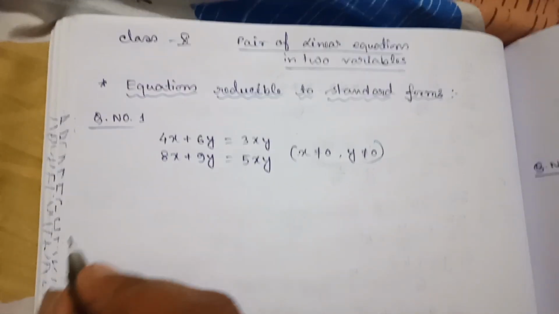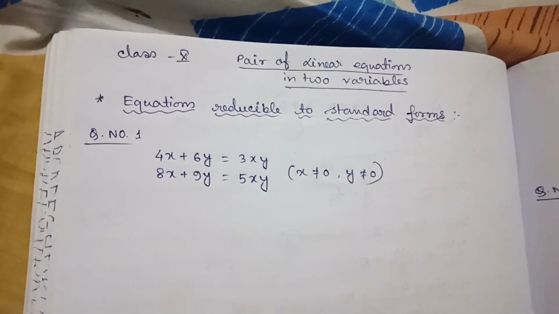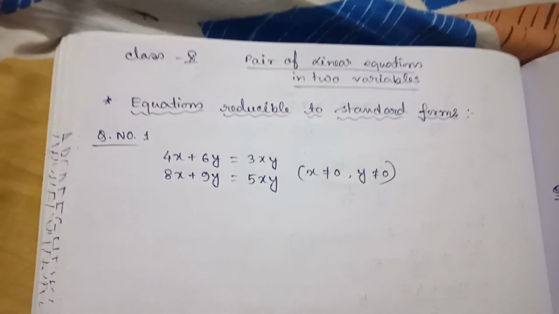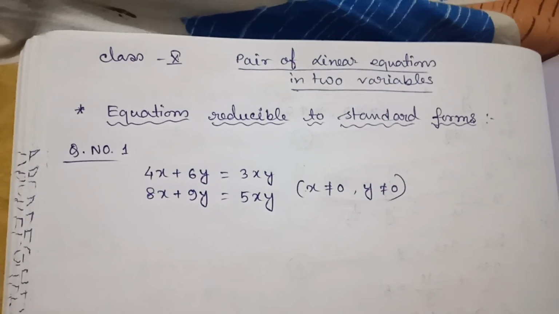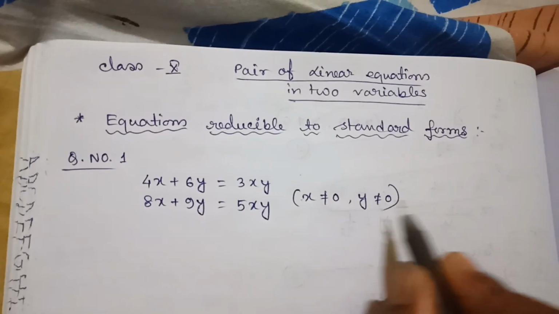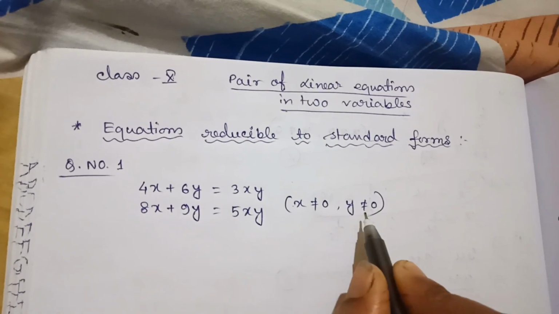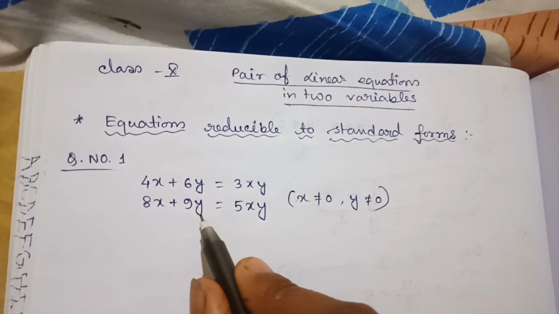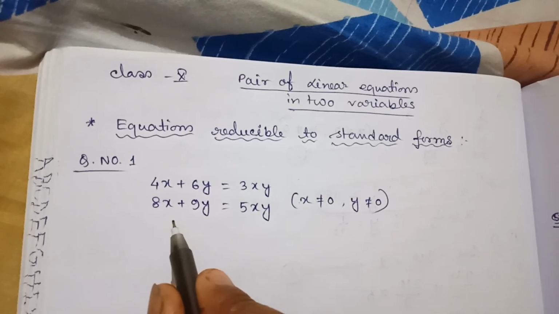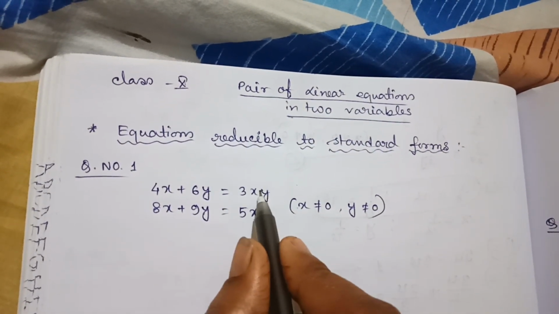Our first question is 4x plus 6y equals 3xy, 8x plus 9y equals 5xy, where x not equal to 0, y not equal to 0. This condition has been given for the validity of the question. Now look, previously we have done with x term, y term and constant term.